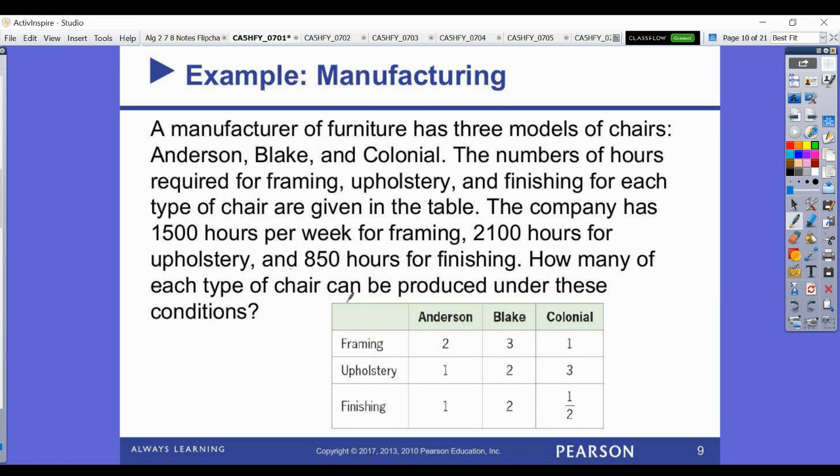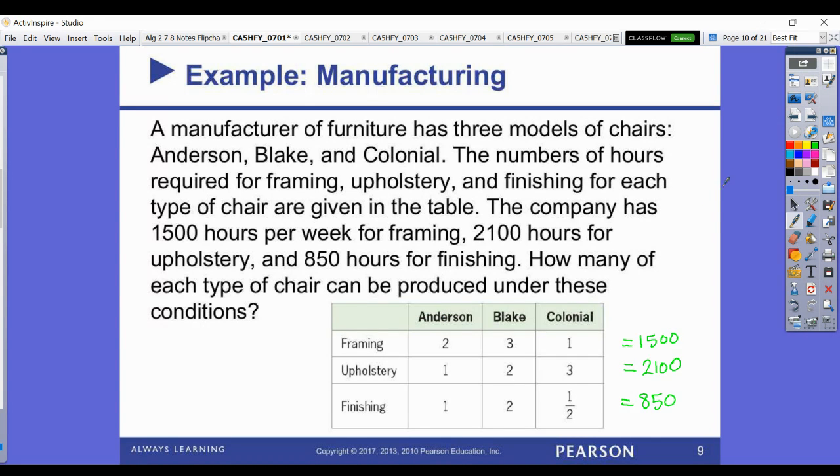The company has 1,500 hours a week for framing. So I'm going to put total is 1,500. 2,100 hours for upholstery and 850 hours for finishing. So this is like how much time on their machine they have available or how many workers do those skills. So we're limited. We can't just make a whole bunch of one thing because it might take up too much framing time or whatever. We want to balance out what we have the time available for and the products that we're making and the number of chairs.